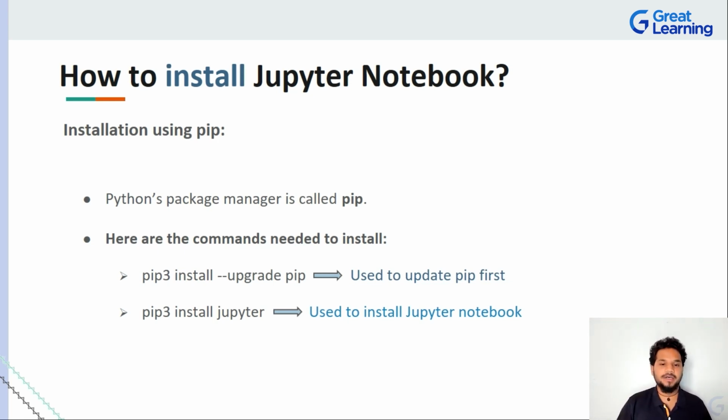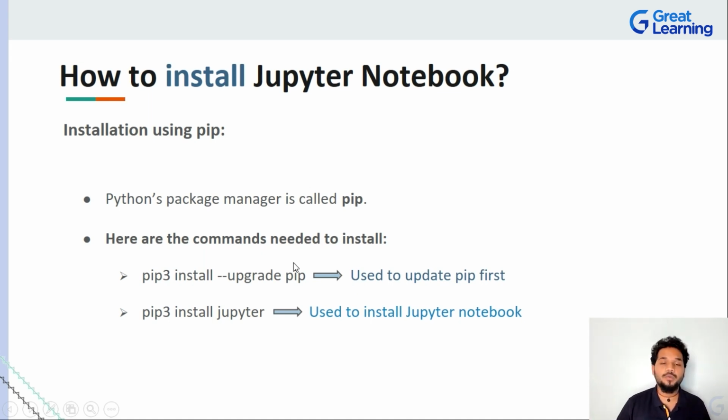There are multiple commands here. In fact, you have two very important commands that you have to use. The first one says install upgrade pip. This is where you're installing the latest version of the package manager, because if you have an older version of the package manager, it might not install Jupyter correctly, right? So make sure you're using the latest version of pip, and once your pip is updated to the latest one, next you can run a very simple command called pip3 install jupyter.